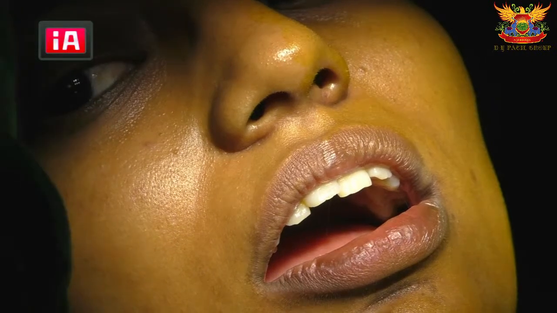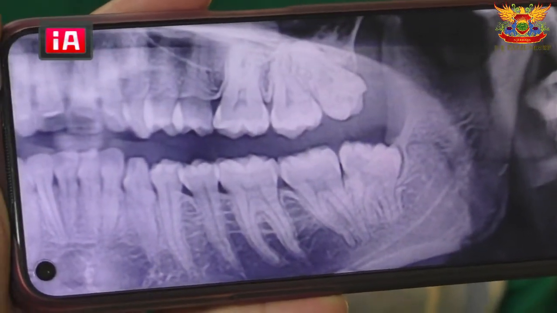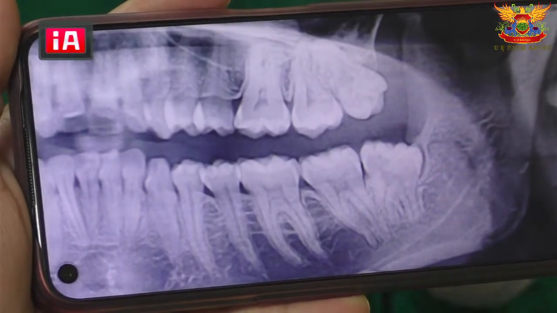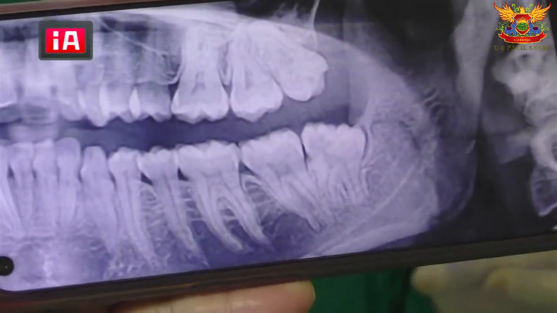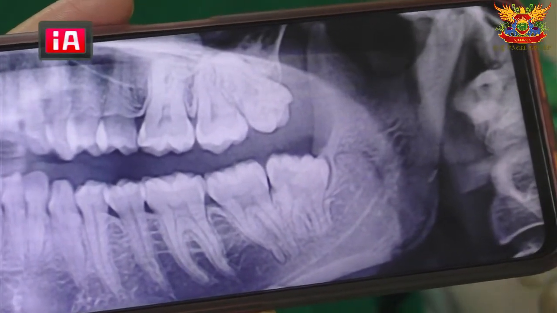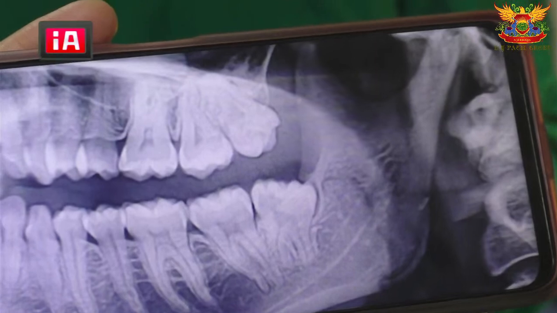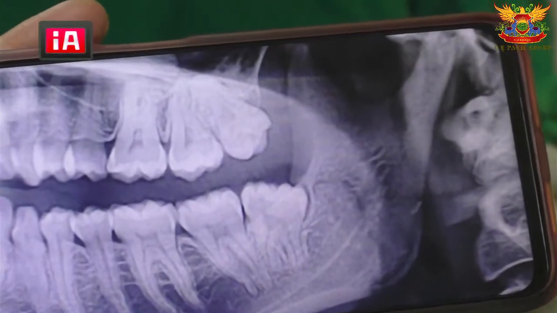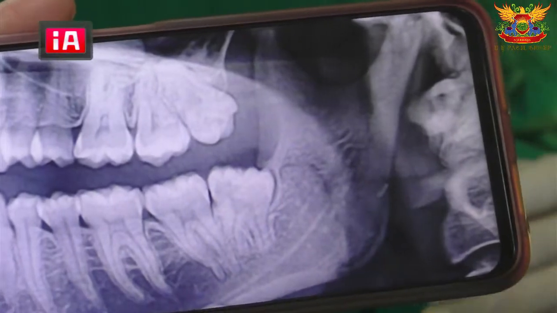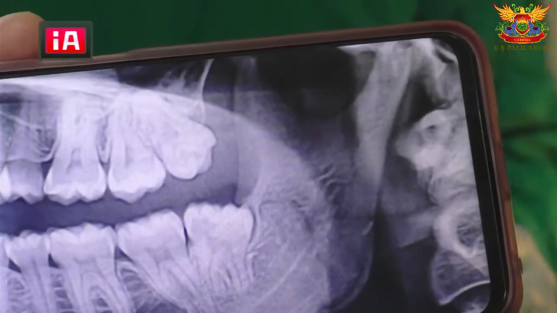I will show you the OPG. Just have a look at the OPG. It is a typical distoangular. You can see the root formation is almost 3/4, and the roots are almost touching the roof of the inferior alveolar canal. The problem with distoangulars is that once you start elevating the tooth, it moves back into the ramus of the mandible. So there is always a level of bone obstruction, and that is what makes the extraction a little difficult, because there is always an interference to the path of elevation.